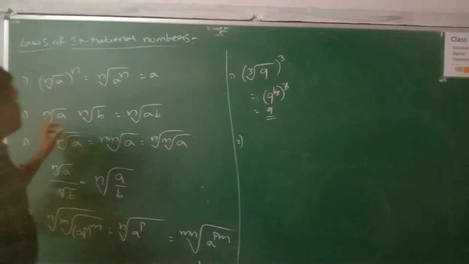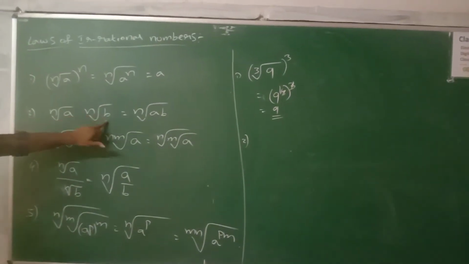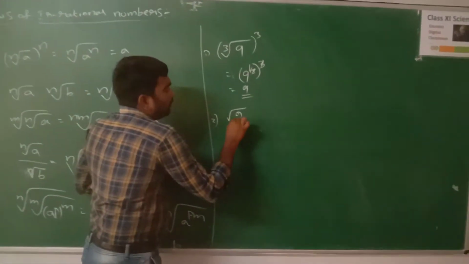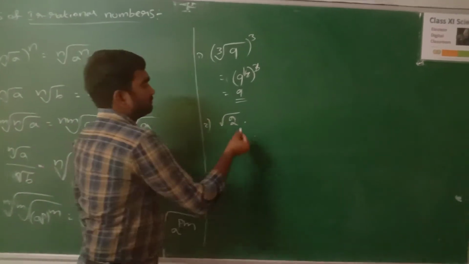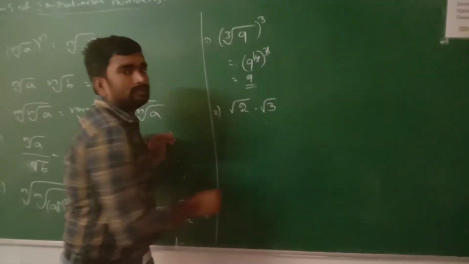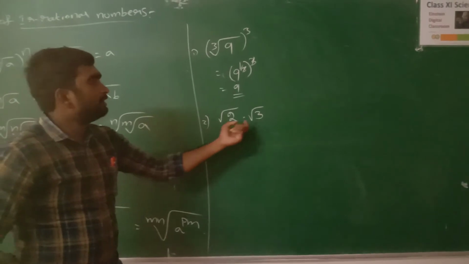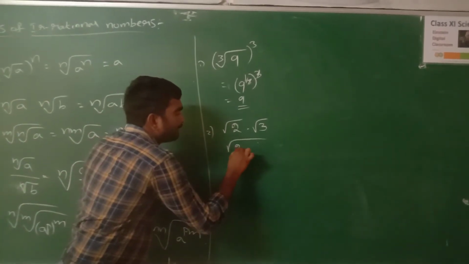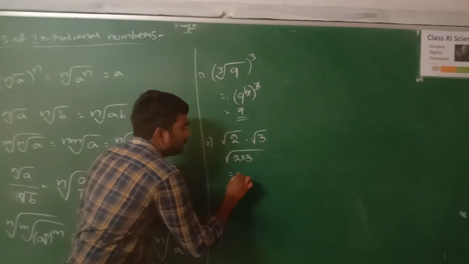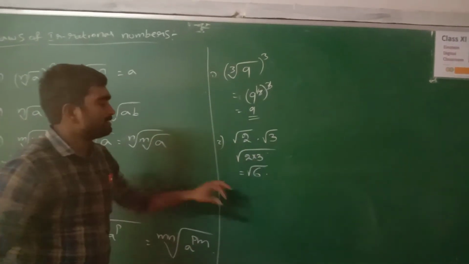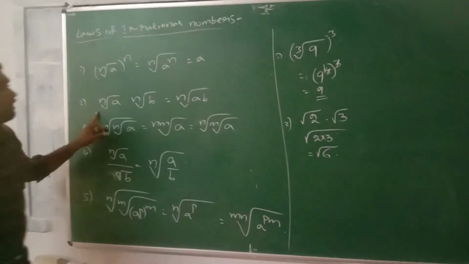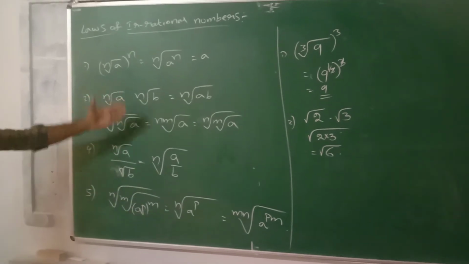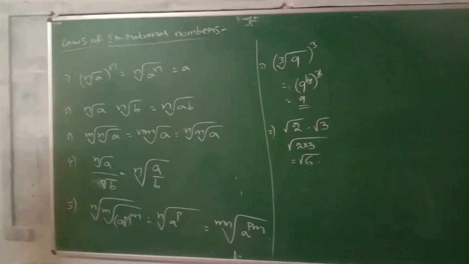And the second example: the nth root of a into the nth root of b is equal to the nth root of ab. That means root 2 into root 3. There is the nth root of a and the nth root of b, so we get the nth root of ab, that is 2 into 3, that is equal to root 6. This is the second formula example. In these formulas we are utilizing the operations of real numbers.